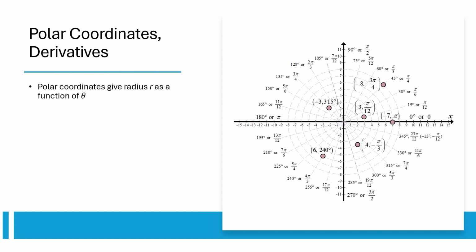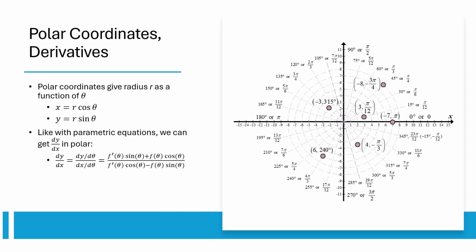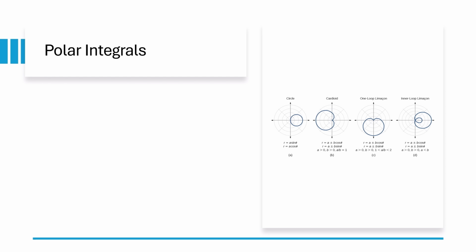Next up, we learn about polar coordinates and derivatives. Polar coordinates give a radius r as a function of theta, where x equals r cos theta and y equals r sine theta. Like with parametric equations, we can get dy dx in polar as dy d theta over dx d theta, or if we don't want any y's or x's in our equation, it's f prime of theta times sine theta plus f of theta cos theta, all divided by f prime of theta cos theta minus f of theta sine theta.